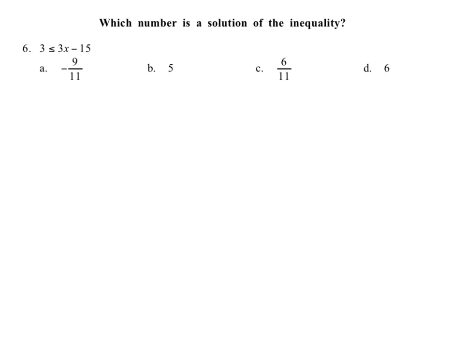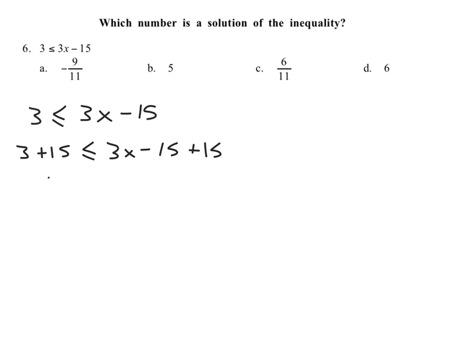Okay, which number is the solution? Again, we could plug numbers in, but we could also just solve this, and I'm going to solve it. So I'm going to rewrite it here so I can manipulate it. Okay, what is our goal here? Our goal is to get this x by itself. So the first thing we need to do is undo this minus 15 with a plus 15. 3 plus 15 is less than or equal to 3x minus 15 plus 15. This becomes 18 less than or equal to, these amounts go away.